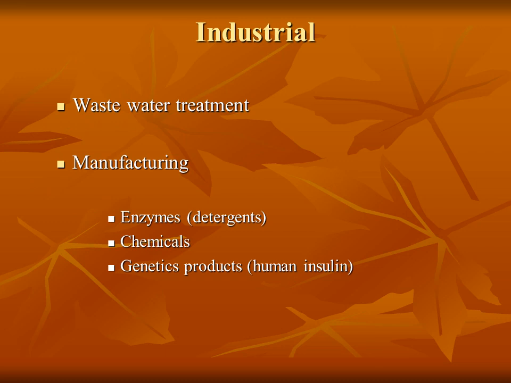In the industrial field of microbiology, we use microorganisms for things such as wastewater treatment and manufacturing. They're used for producing a lot of things such as enzymes and chemicals. They're used for producing medical things such as human insulin. And so we have learned how to use the microorganisms to produce some product that we then, as consumers, want to use.